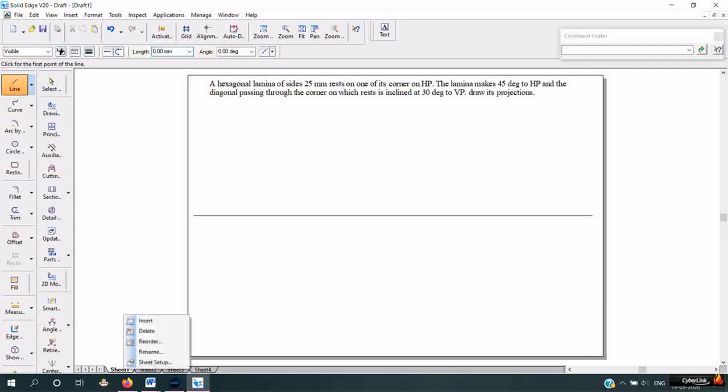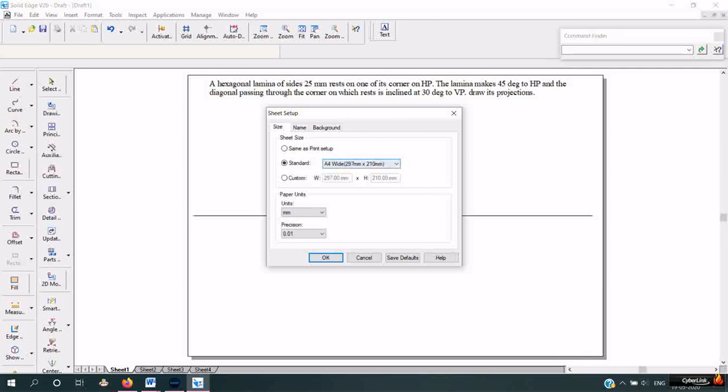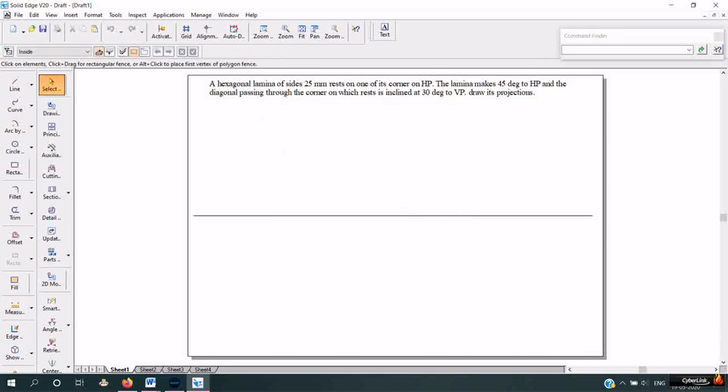Before that, take sheet 1, sheet setup. In this, the size is A4, and the next size must also be A4 wide. Uncheck this background, save defaults, and then press OK. So take 25 mm, and next for the second line 25 mm, the angle must be 60.